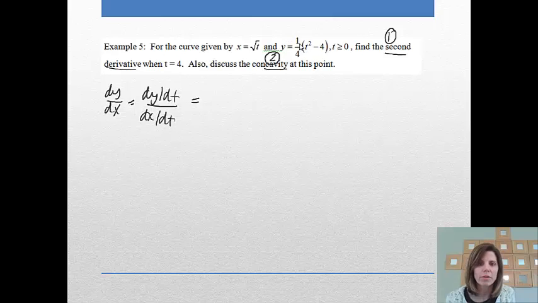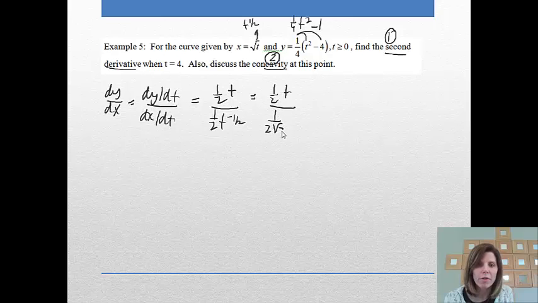So when we do that, the derivative of the y equation, I'm going to distribute that. I'm going to get 1/4 t squared minus 1. So when I take the derivative of that, that will be 1/2 t. And then down below, when we take the derivative of this, this will be t to the 1/2. The derivative of that is 1/2 t to the negative 1/2. So this will equal 1/2 t over 1/2 square root t. And I'm going to just rewrite, first of all, 1/2 divided by 1/2. Those are just going to cancel out.